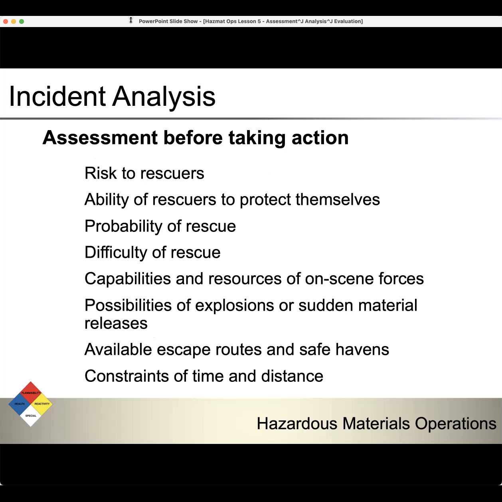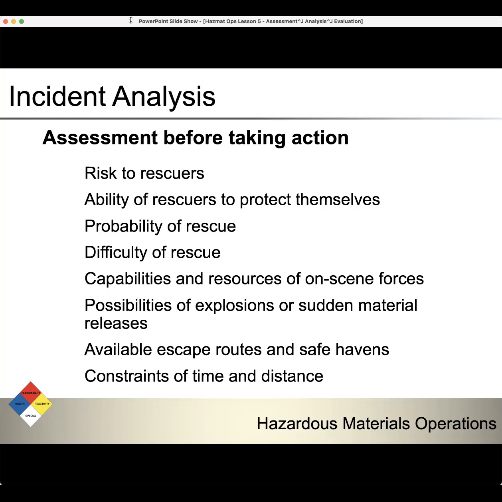So what do we do before taking action, before we decide which of those tasks we're going to perform? We need to determine the risk to the rescuers. Is what we're going to do going to have enough value to risk our lives? And do we have the equipment, the training, and the PPE, and enough people to perform those tasks?